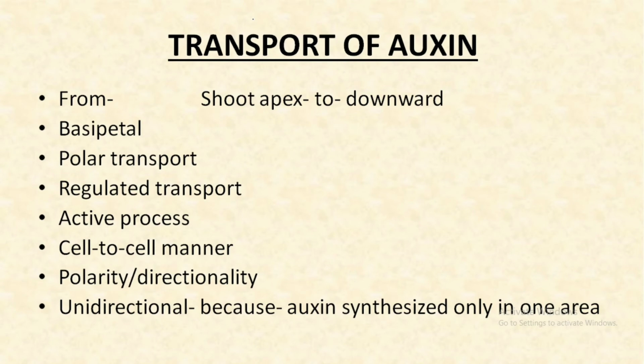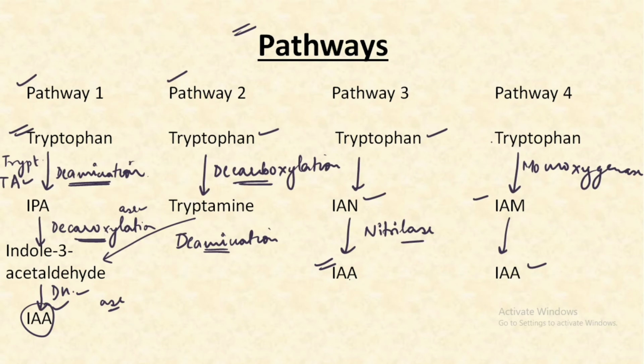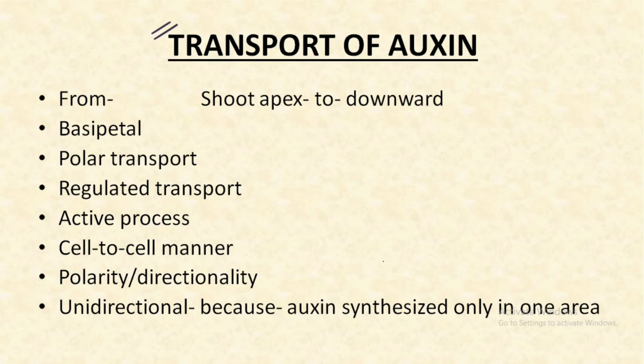So let's move forward and understand about the transportation of the auxin. Till now we have understood that auxin is produced, but how does the transportation of auxin take place? We'll understand it in this slide. The transportation occurs from the shoot apex downward. Why? Because as we have just studied, the auxin is produced at the apex or at the tip of the shoots. So the transportation occurs from the shoot apex to the downward area, and this transportation occurs in a basipetal manner. It is a polar transport. Why? We'll understand it in the next slide.